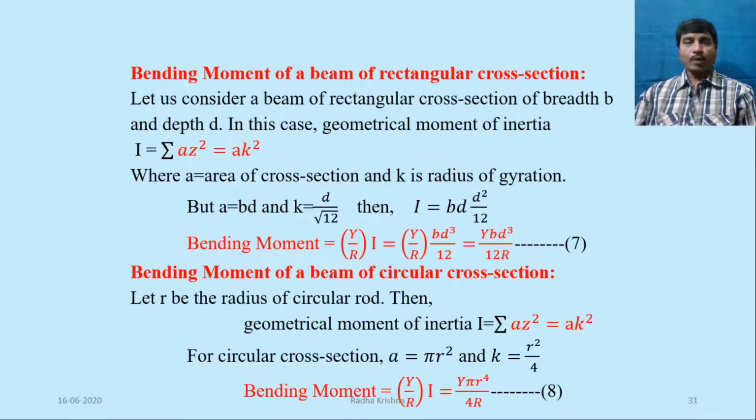In this way, we can derive the expression for bending moment in general, the bending moment of a beam of rectangular cross section, and the bending moment of a beam of circular cross section.